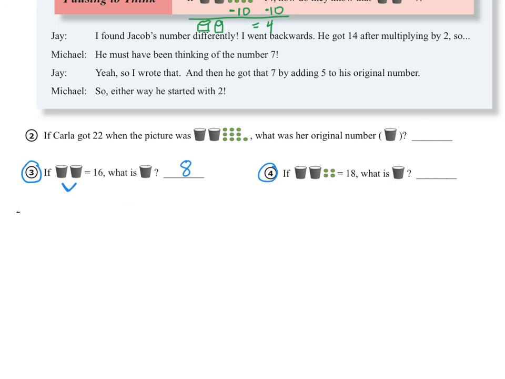And number 4, if 2 buckets plus 4 more equals 18, what is in the bucket? Well, if I know that 2 buckets plus 4 equals 18, I know that just 2 buckets has to be equal to 14, because here's 4, right? The other 14 is in those 2 buckets. And so then I know that 1 bucket is going to be 7, because 7 plus 7 would be 14. Try number 2 now on your own and start again when you're ready.